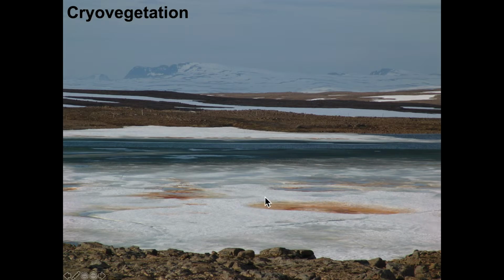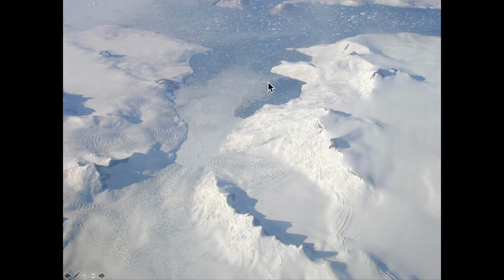So this bloody looking pinkish stuff here is not blood, it's algae. Algae living in the snow, cryovegetation, so ice vegetation. Here in Greenland, this is East Greenland in the summertime in August. You can see glaciers calving into the North Atlantic from all sides of this bay.